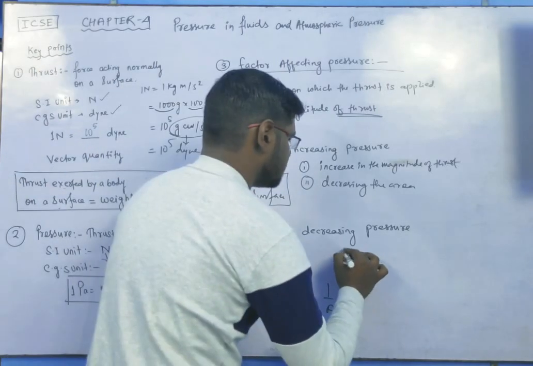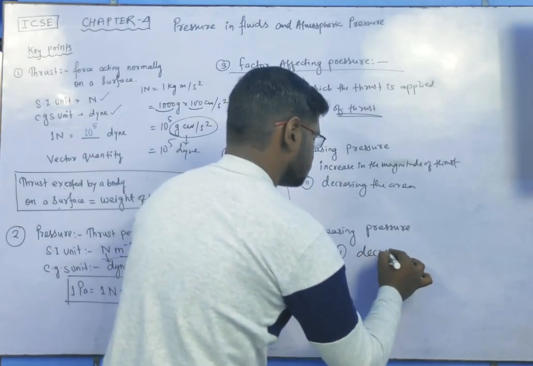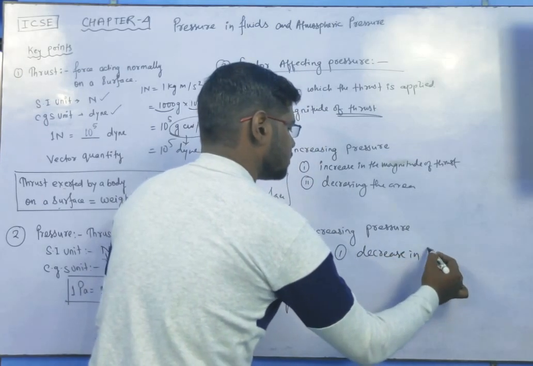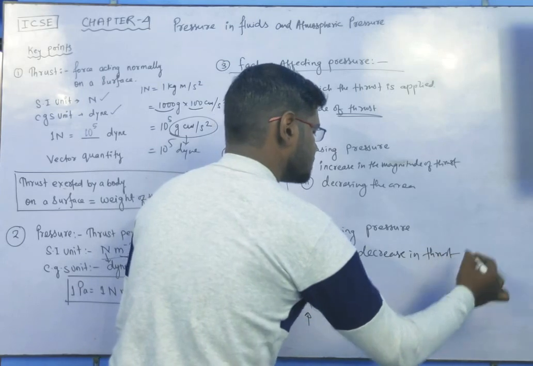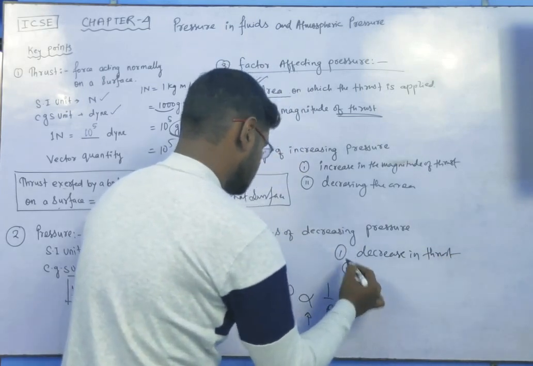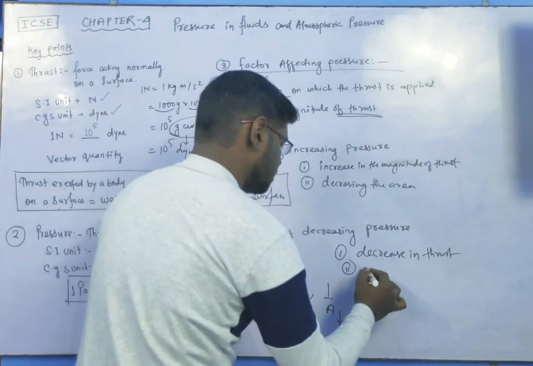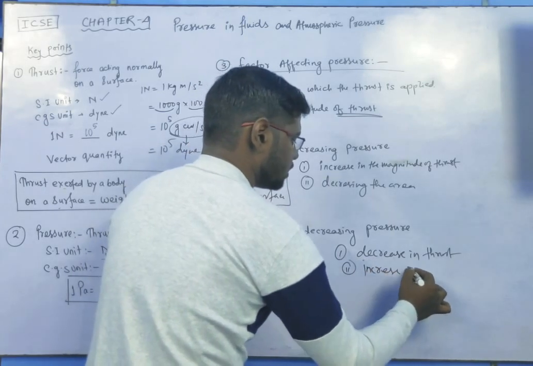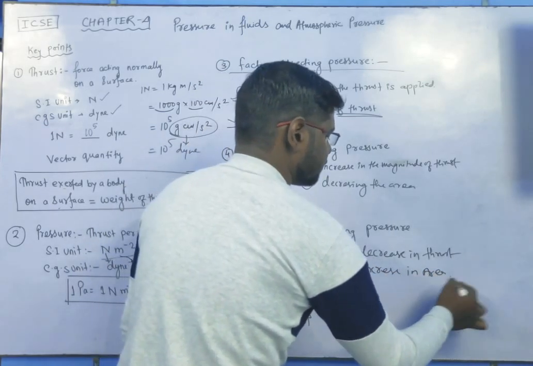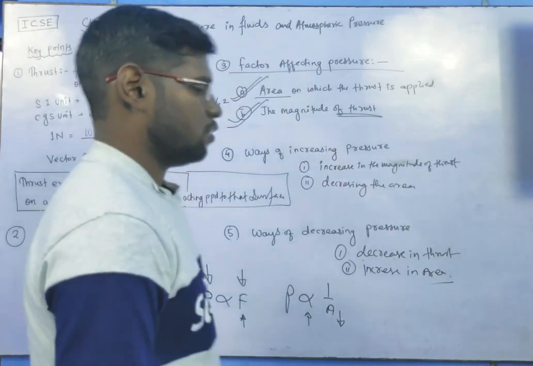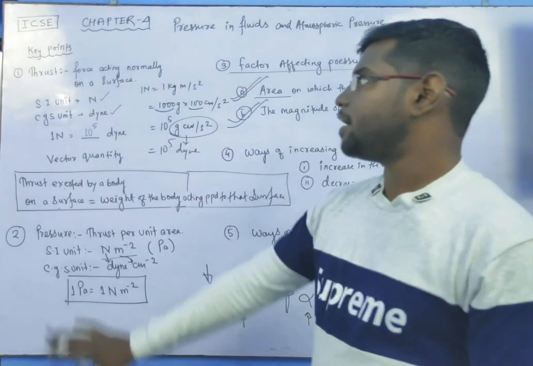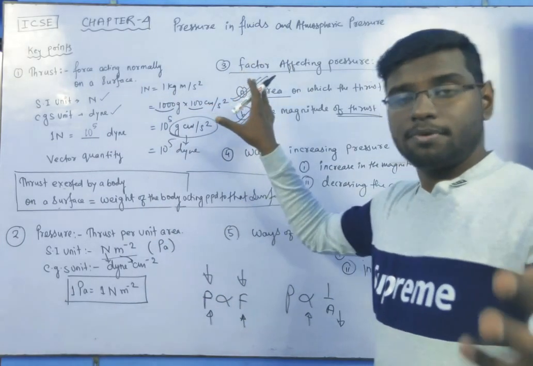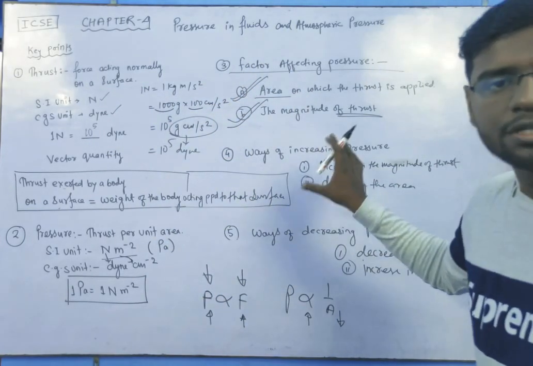In a similar way, ways of decreasing pressure: if force is decreased, the pressure will also decrease. That means point number 1, decrease in thrust. The other is that we have to increase the area. I hope right now you must have some idea about thrust as well as pressure, and what the factors are that affect pressure, and what the ways are to increase and decrease it.